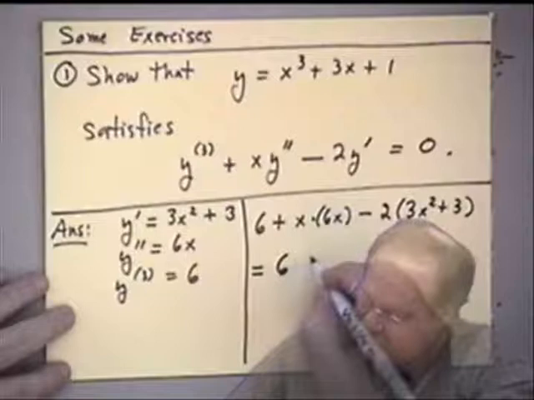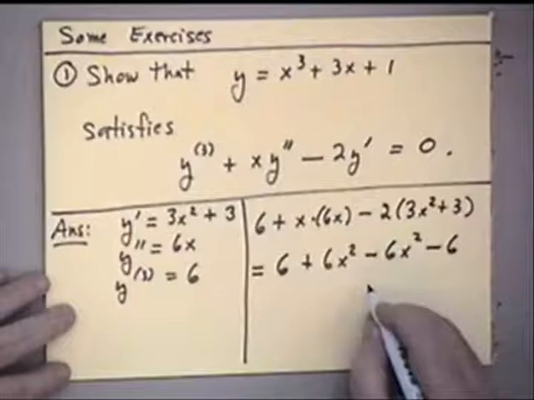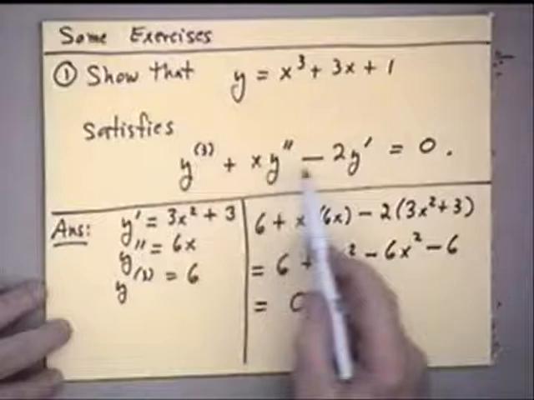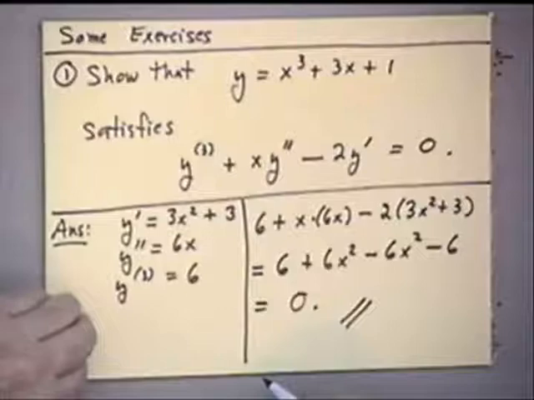This is 6 plus x times 6x is 6x squared. Here we have minus 2 times 3x squared, which is minus 6x squared, minus 2 times 3, which is minus 6. Well, look, that adds up to 0. So we have verified that this equation, which by the way is called a differential equation, is satisfied by this original function. So there's a nice bit of practice with derivatives for you. Let us now look at a second question.